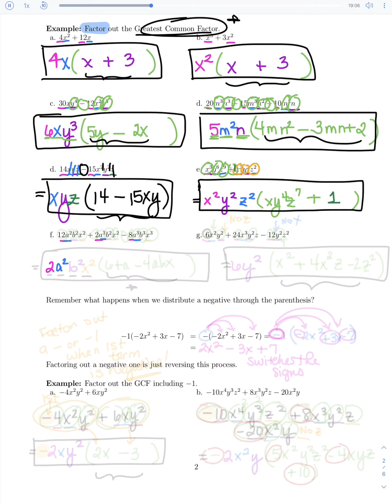Then let's look at our b's. We've got a b squared, b cubed. So that means all of my terms have at least two b's, so I can also pull out a b squared.